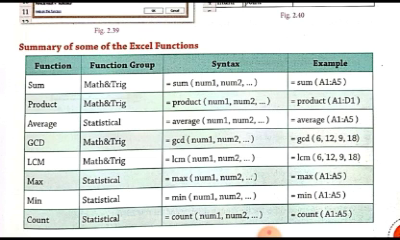Then the AVERAGE function is also there. It is present in the statistical group. Then we will have the GCD and LCM functions, which are also present in the math and trigonometric function group. Similar syntax is there for these functions also. We will write equal to, then GCD, and then within the parentheses we will specify the numbers whose GCD we want to find. Similarly, LCM can also be used here.